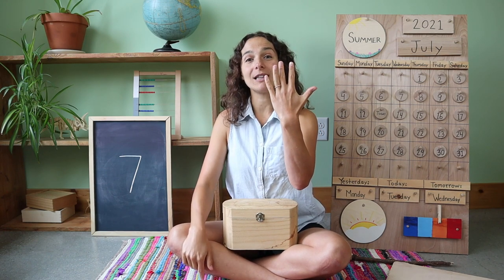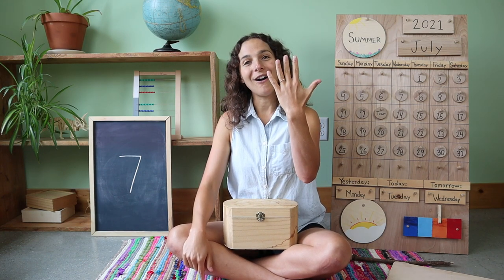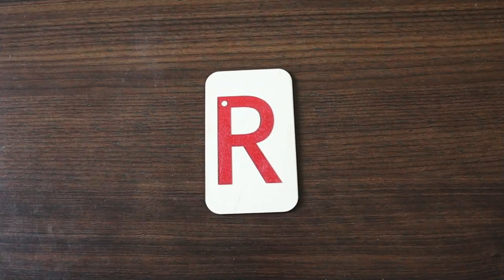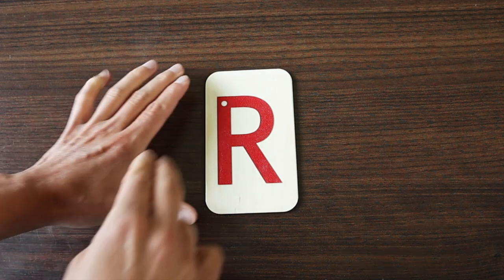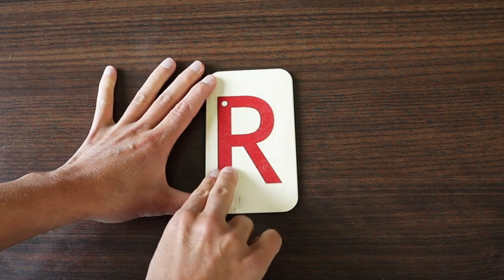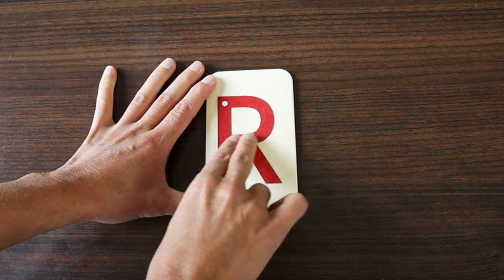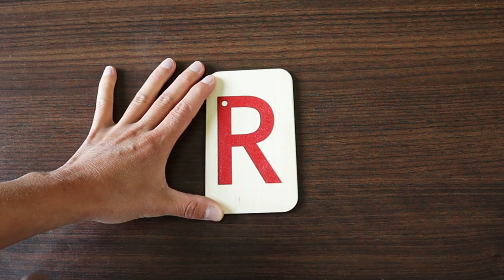Ring starts with the letter R. This is how you write an uppercase R. One more time.